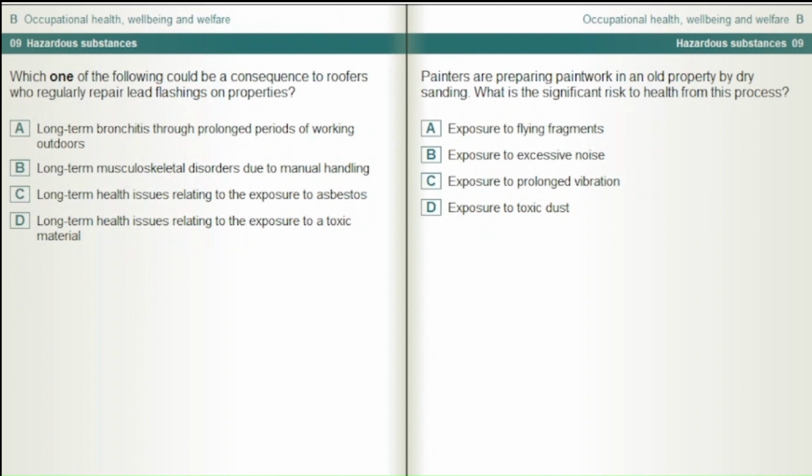Which one of the following could be a consequence to roofers who regularly repair lead flashings on properties? Long-term bronchitis through prolonged periods of working outdoors. Long-term musculoskeletal disorders due to manual handling. Long-term health issues relating to the exposure to asbestos. Long-term health issues relating to the exposure to a toxic material.